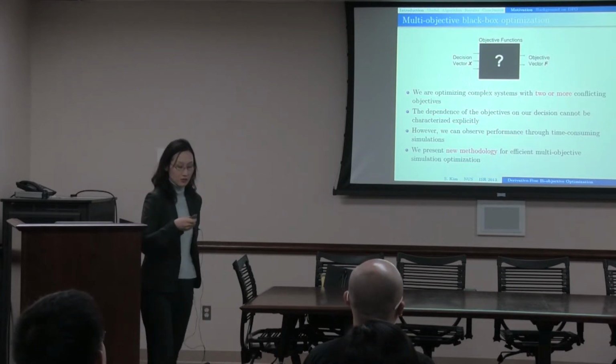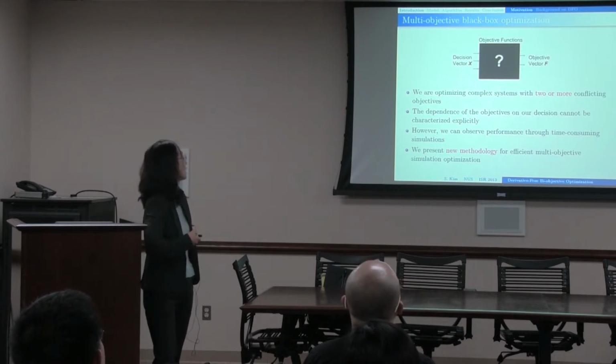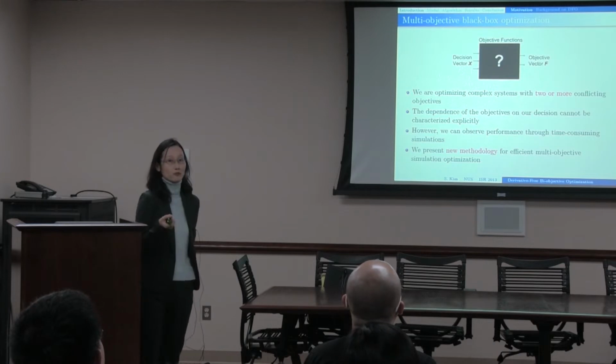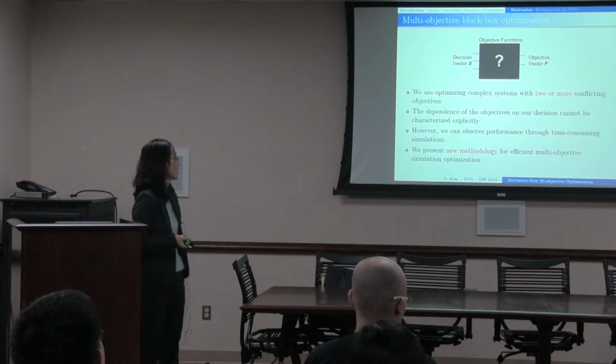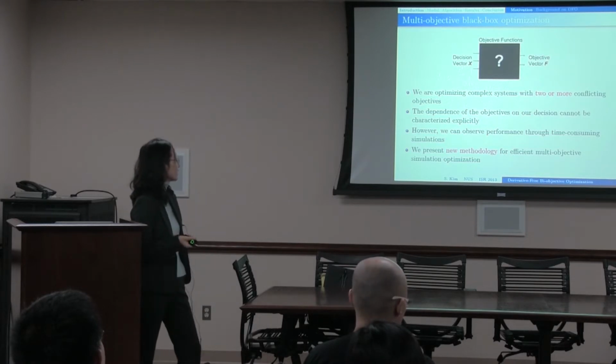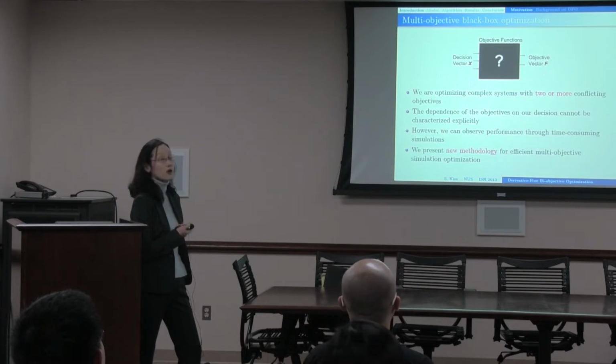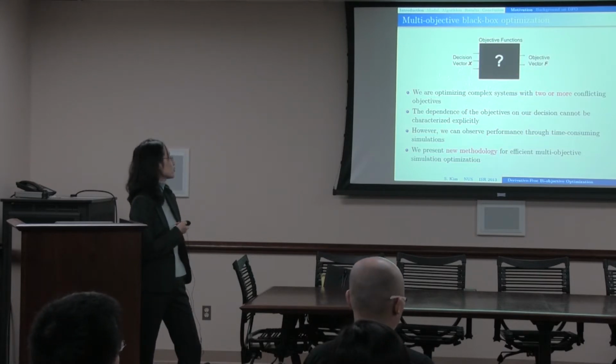But this simulator is a completely black box. What we can do is that we have these input vectors, and the simulation is completely black box, and we can only observe the output vectors. Typically these objectives are conflicting, and we cannot have any closed form for the objective function values. We do not know the relationship between this decision vector and the output vector f.